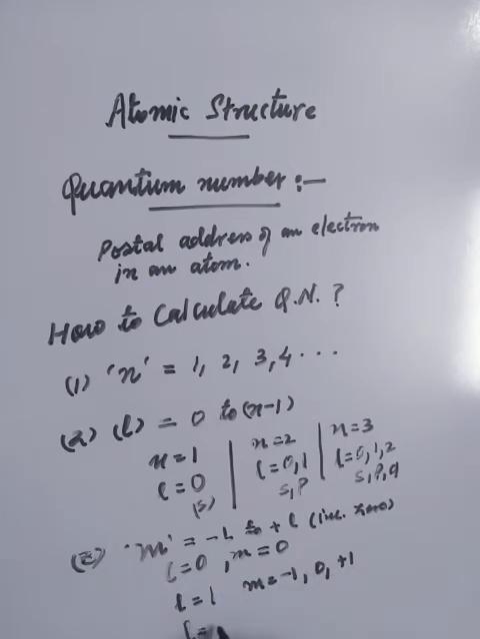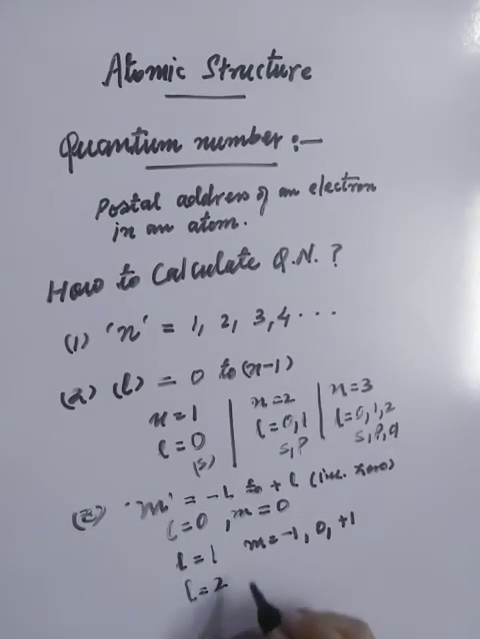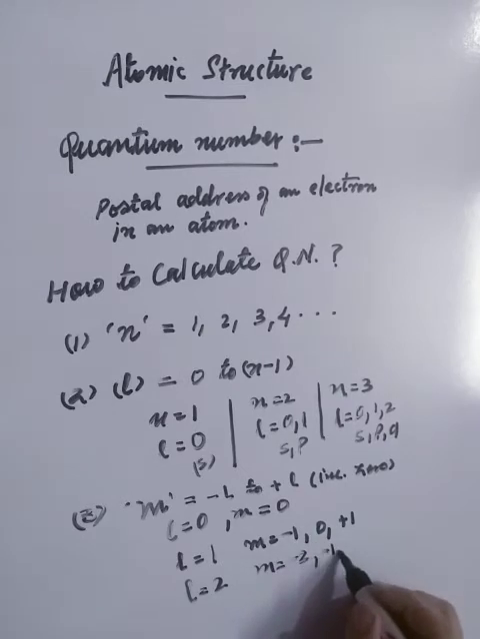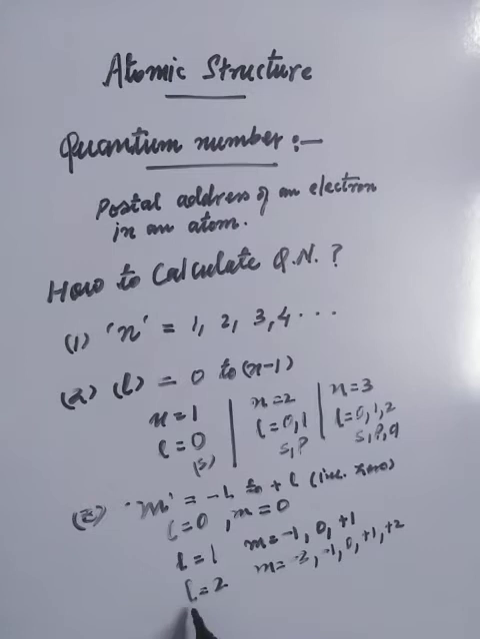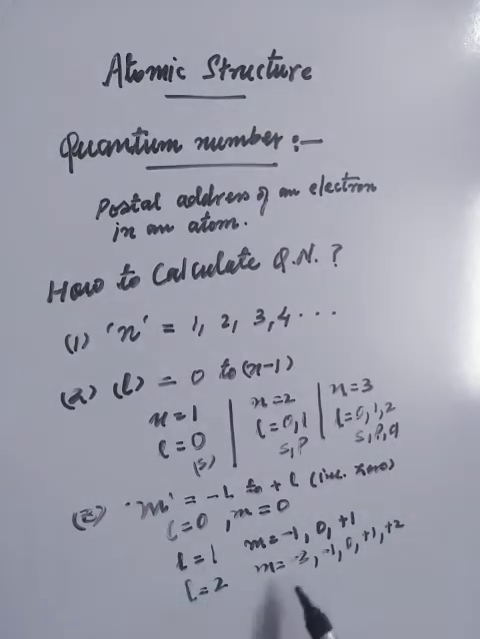Now if L is equal to 2, then what will be m? m is equal to minus 2 to plus 2 including 0: minus 2, minus 1, 0, plus 1 and plus 2. What is the meaning of L equal to 2? It means D subshell. And the D subshell carries how many orbitals? 1, 2, 3, 4, 5 orbitals.